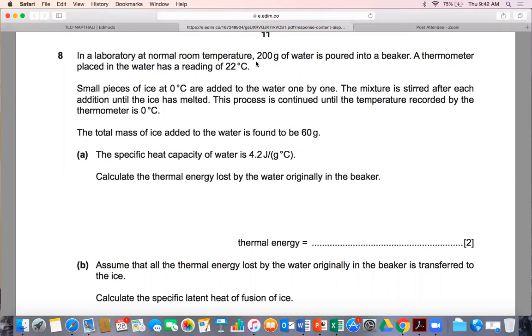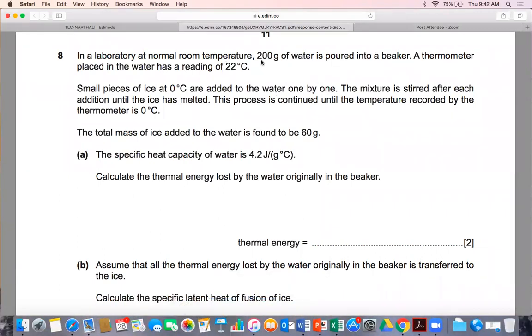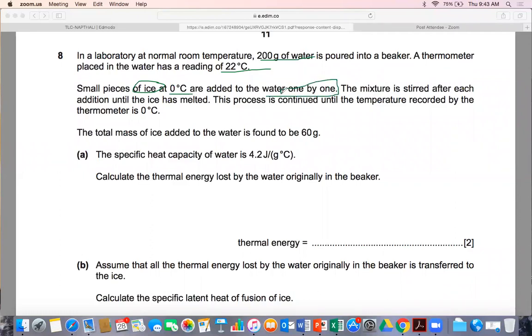I have 200 grams of water poured into a beaker. Thermometer placed has a reading of 22 degrees. And then I have small pieces of ice, 0 degrees, added to the water one by one. The mixture is stirred after each addition until the ice melts. This process continues until the temperature recorded is 0 degrees. So from 22, it became 0 after adding ice one by one. The total mass of ice added was found to be 60 grams.